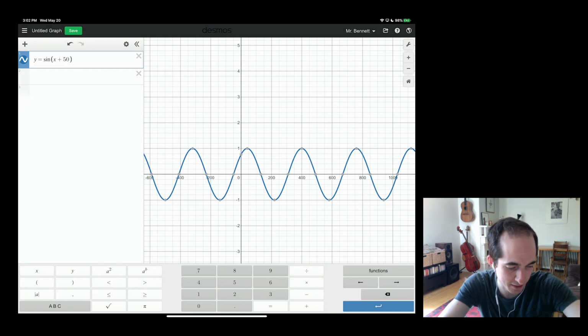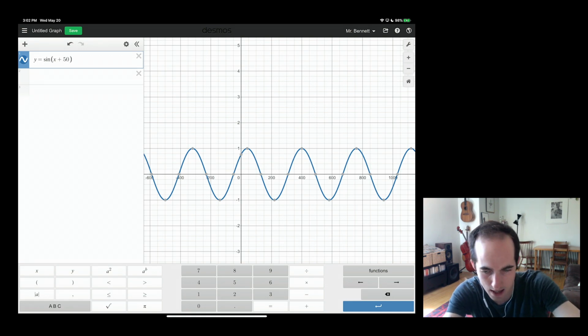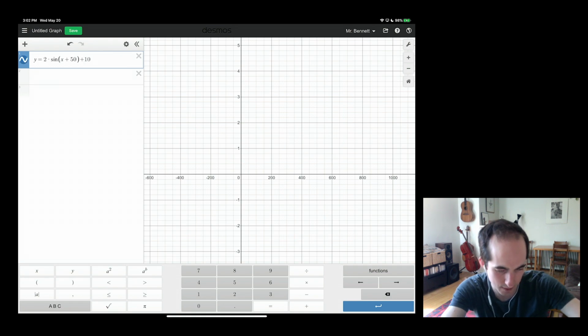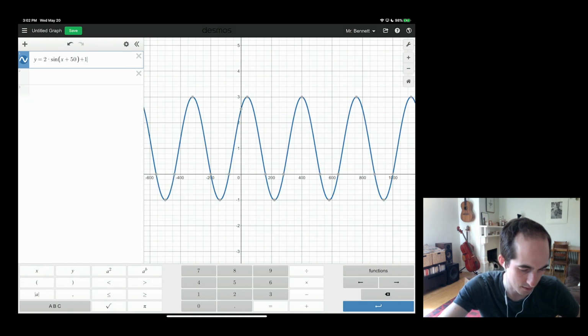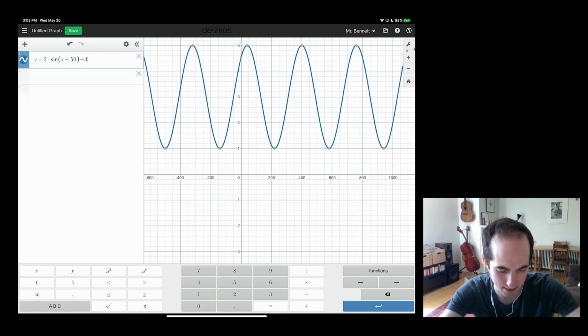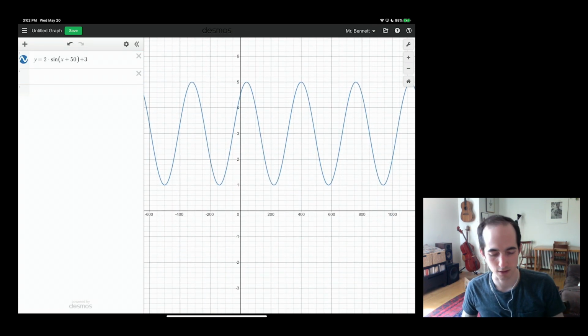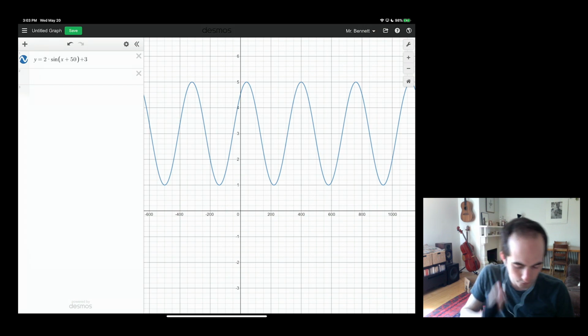And that kind of shifts it over. You could make it taller by multiplying the whole thing by 2. You could move it up by taking the whole thing and adding something to it, right? So let's do +3. So you can shift this whole thing around, and there's a lot of fun stuff you can do with these graphs, but we're not really looking at the graphs.